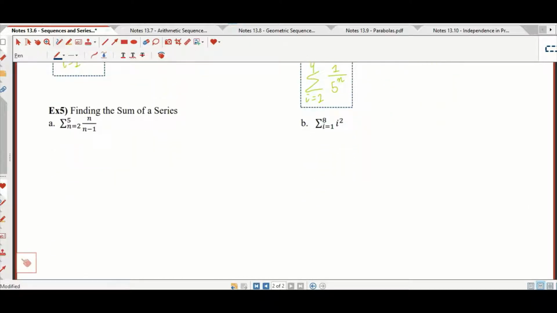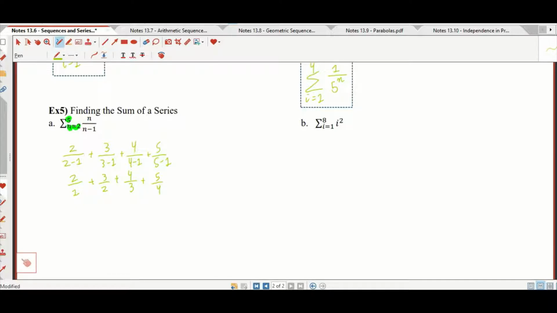Finding the sum of a series. The series from n equals 2 up to 5. So that's going to be 2 over 2 minus 1 plus 3 over 3 minus 1 plus 4 over 4 minus 1 plus 5 over 5 minus 1. We stopped at 5 because it told us to stop at 5: n equals 2, start at 2, take it up to 5. Let's simplify these. 2 over 2 minus 1 is 2 over 1. 3 over 3 minus 1 is 3 over 2. Plus 4 over 3 plus 5 over 4.